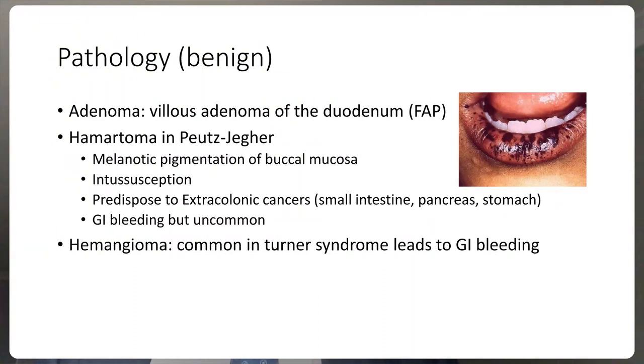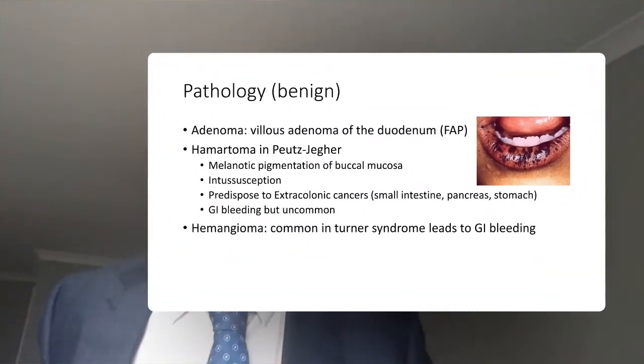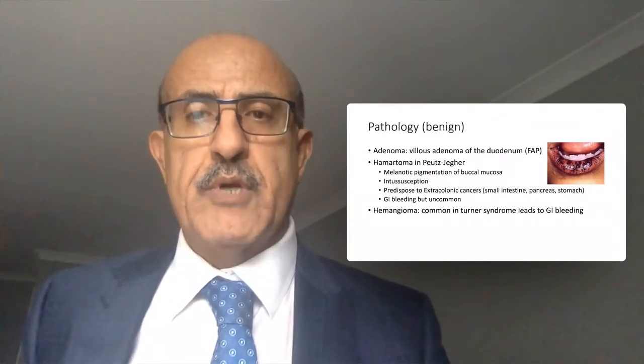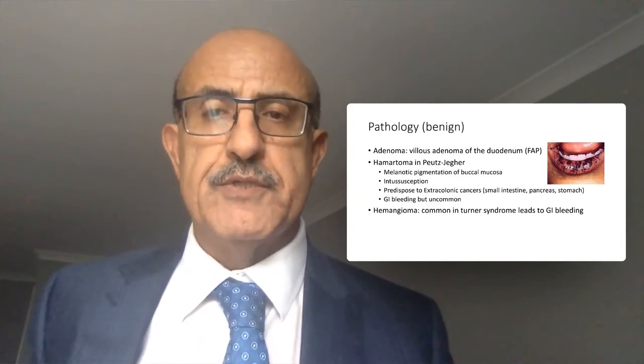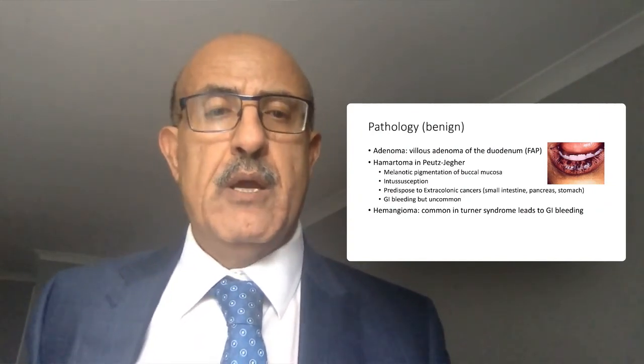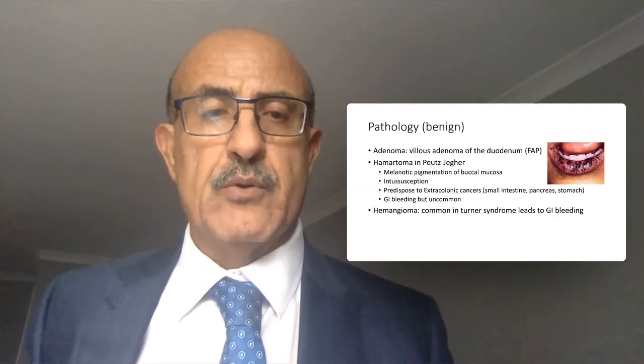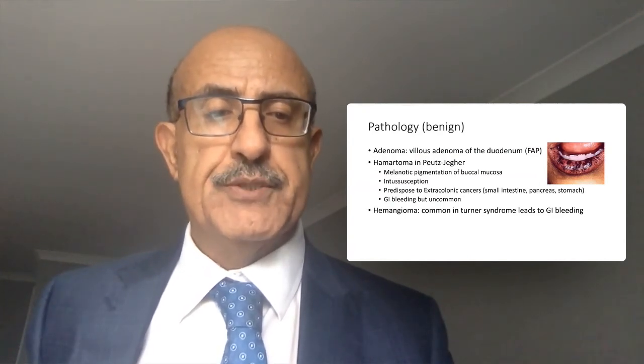Hemangiomas, as I mentioned before, seem to be particularly common in patients with Turner syndrome, and they lead to gastrointestinal bleed, usually in the form of occult bleed, that will need to be investigated to discover the site, and we will cover how we investigate the small intestine for occult bleeding or occult lesions.